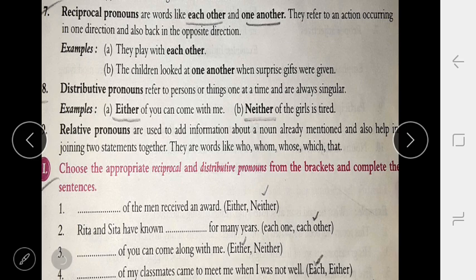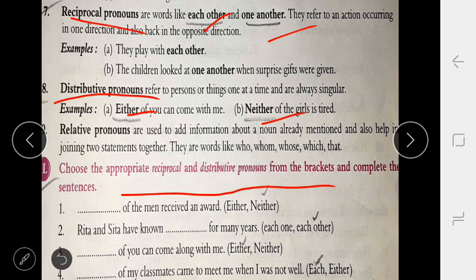Now come to the next part, that is based on reciprocal pronoun and distributive pronoun. There are mainly two words which we use in the reciprocal pronoun, each other and one another. In distributive we use either and neither. Now look at the first sentence, which is based on choosing the appropriate reciprocal and distributive pronoun. Here we have the options and we select the best. In the first sentence, dash of the men received an award. The answer will be neither of the men.